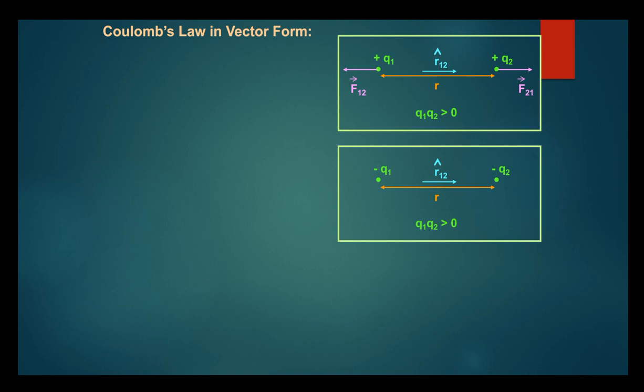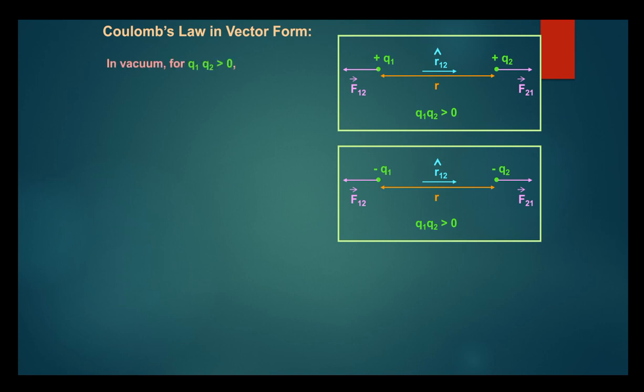From here we can also conclude that the R21 unit vector will be directed from charge Q2 to charge Q1. Again we can see, since the two charges are negative, the force will be repulsive and the direction of the force will be as shown in the figure.